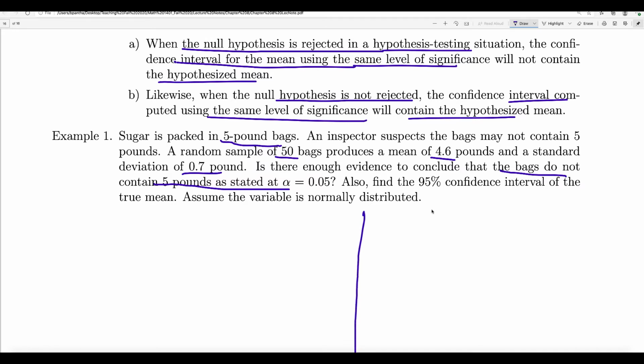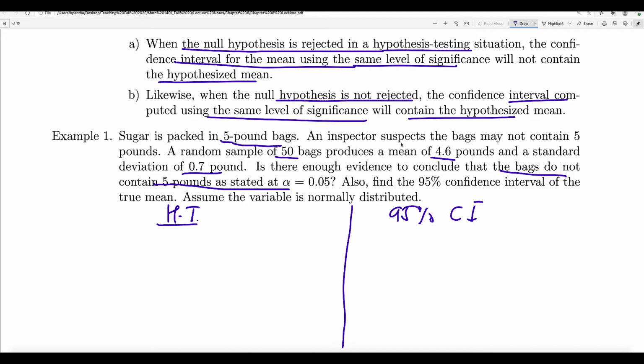So I'll do the 95% confidence interval right here on the right side. Okay. So I am going to do the 95% confidence interval here, and then I will do hypothesis testing here. Okay, let us list the given things first.